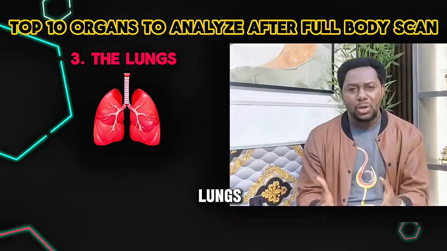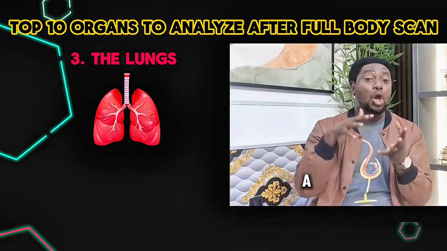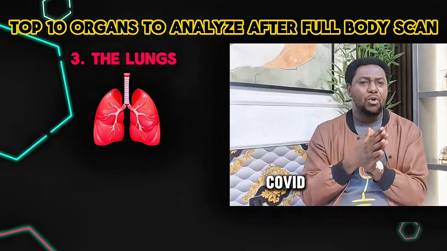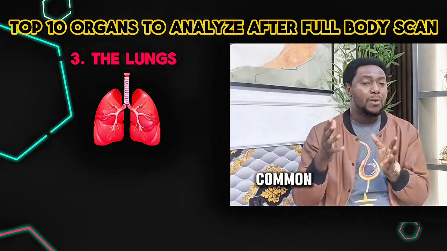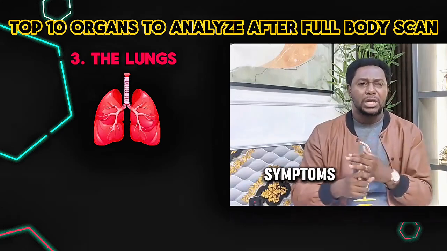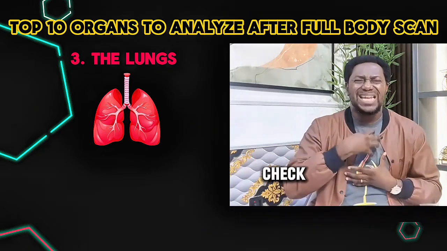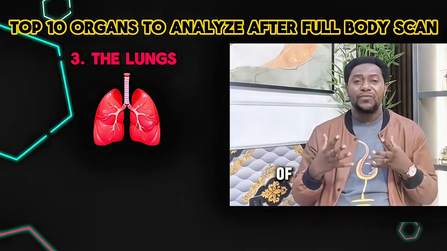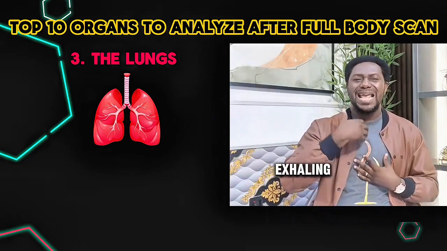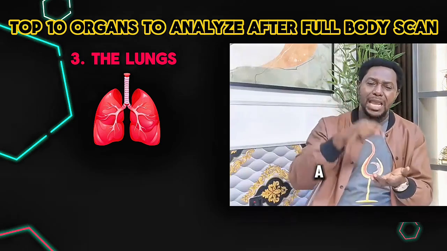Number 3 is the lungs. Why should we give priority attention to the lungs? The lungs, the respiratory system, is a common site for chronic disease manifestation. Can you remember during COVID-19? One of the most common symptoms that was killing millions of people was respiratory symptoms, pneumonia, and so on. So we need to run tests to check the vital capacity of the lungs. There's a connection between the heart and the lungs. If you're not exhaling and inhaling well, it is a pointer to a sub-health condition.